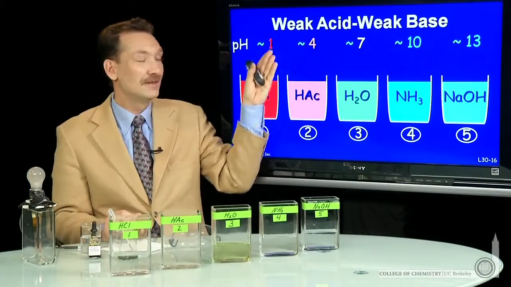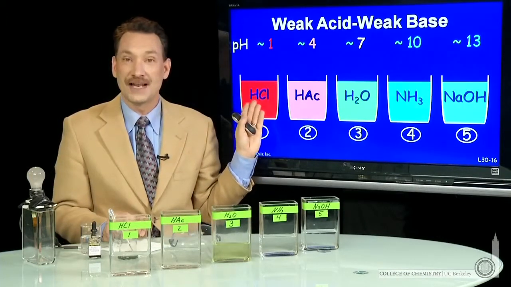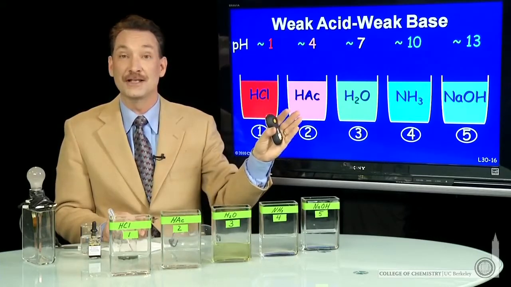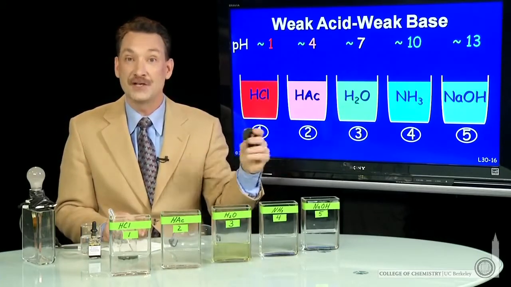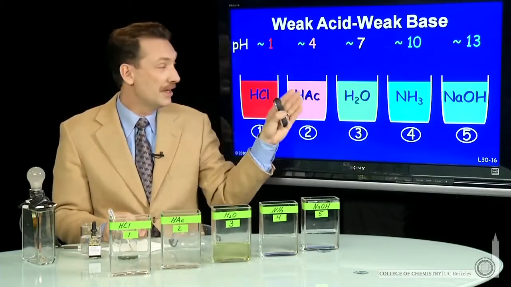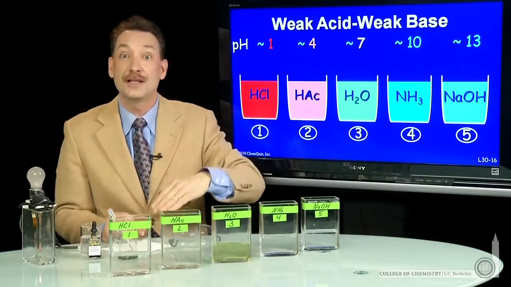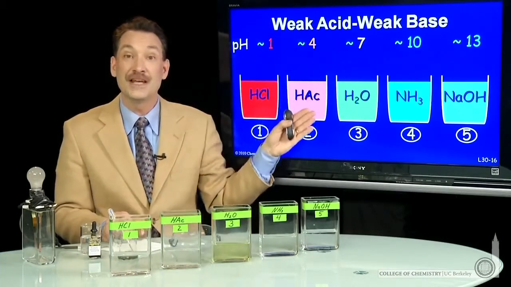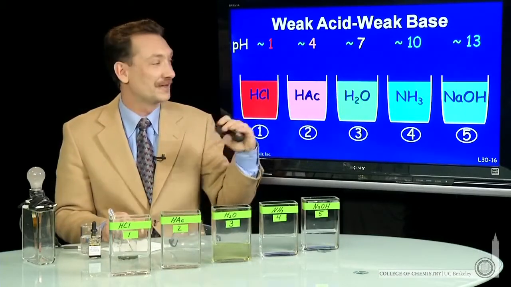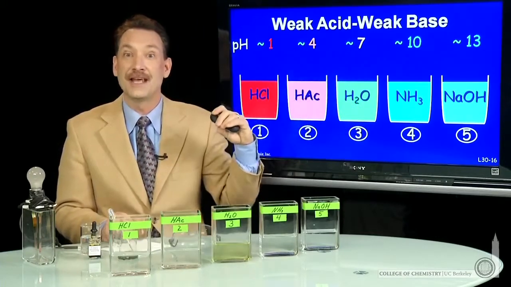So the pH is about 1. That is, if the strong acid HCl is in 0.1 molar concentration, it completely dissociates, makes 0.1 molar H3O+. Minus log of 0.1 is 1. The HAc, a weak acid, dissociates to a lesser extent. So the pH is higher, indicating a lower concentration of H3O+. Water, the concentration of H3O+ is around 10 to the minus 7.